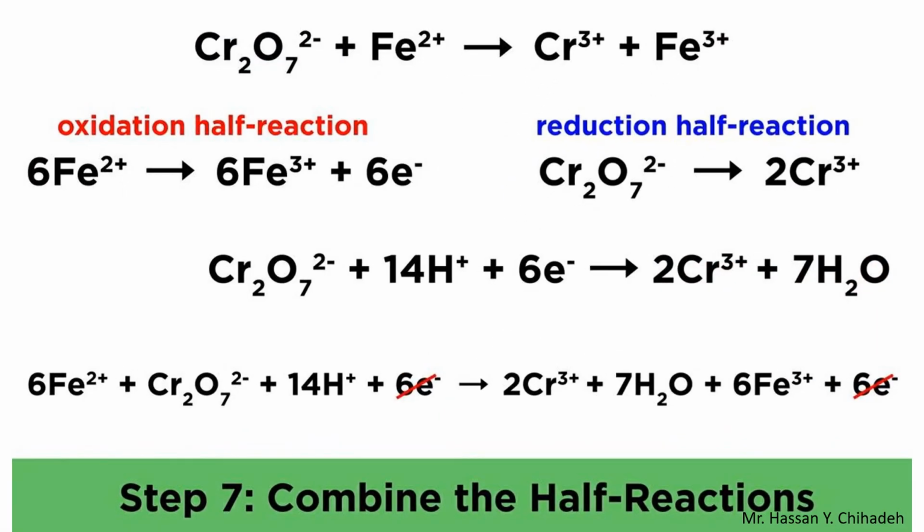Step 7, we have to combine the two half reactions together. Because the number of electrons becomes equal, we can combine the two half reactions together. Then we have to cancel the same species from both sides of the reaction. In our case, we have only 6 electrons on each side of the reaction. So this should be cancelled.